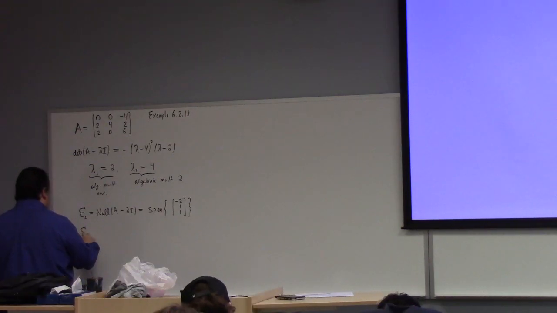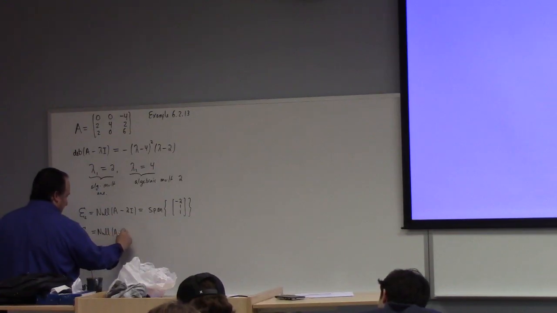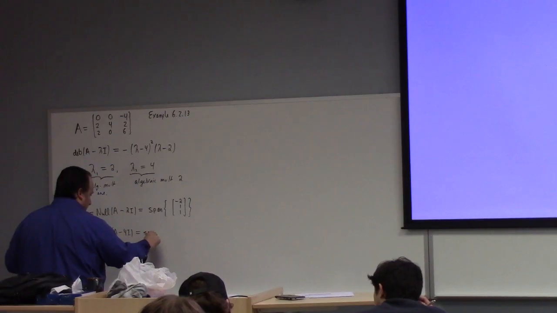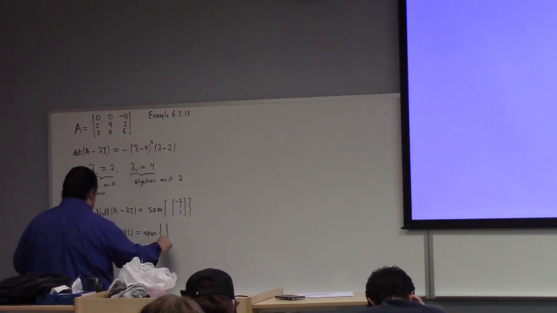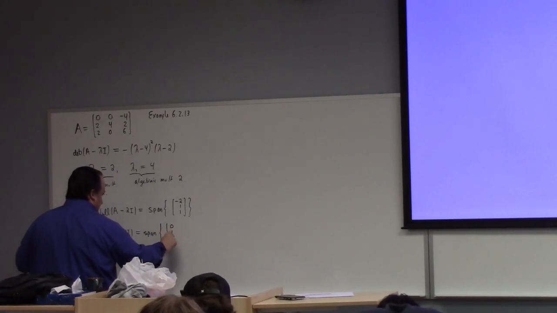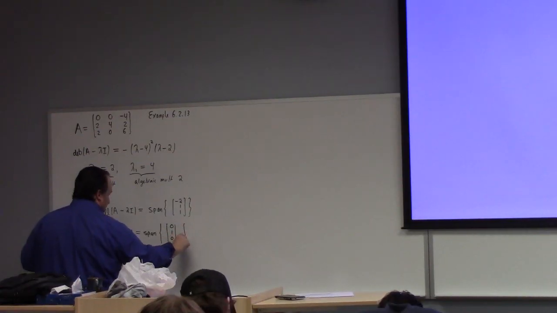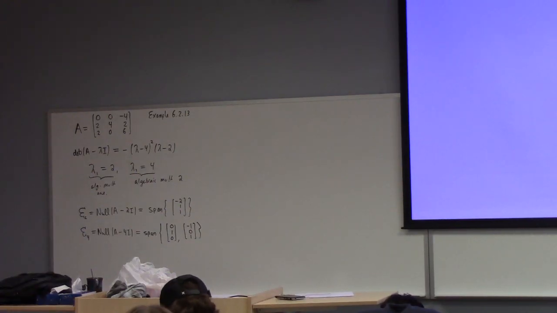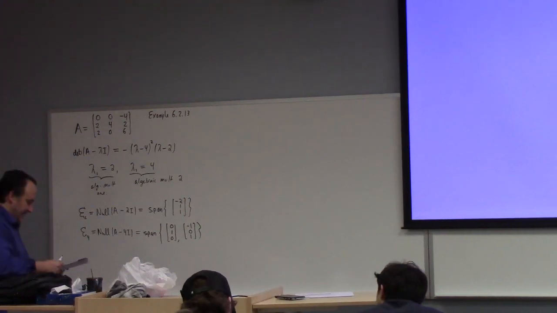And on the other hand, my 4 eigenspace, namely the null space of A minus 4I, a short calculation shows you that you have 2 dimensions. So the span, you can use (0, 1, 0) and (-1, 0, 1). The choice of basis is never unique, right? You can always multiply or divide a given vector by a number, and it doesn't change what the span is.